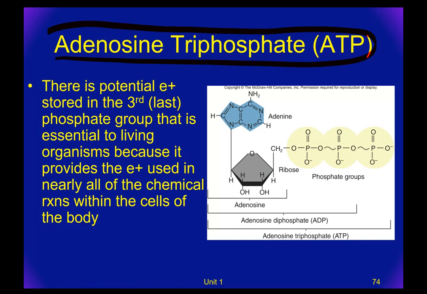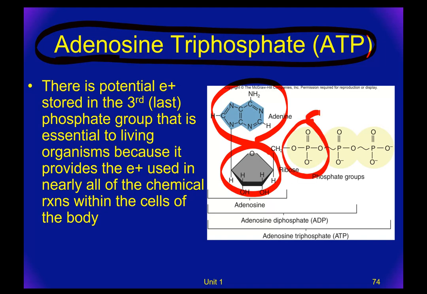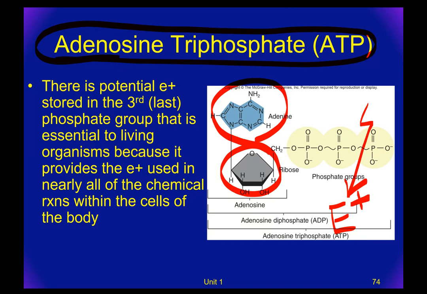Adenosine triphosphate, ATP. This is our fuel in our body. You've got a ribose sugar, an adenine, and instead of just one phosphate, now you have 3. Okay, adenosine triphosphate. Now, the cool thing is that this 3rd phosphate here gives you a lot of energy. So there's potential energy stored in that 3rd phosphate group that is essential to living organisms. It provides the energy that we use to do almost every chemical reaction in our body, including moving our muscles around. Okay?